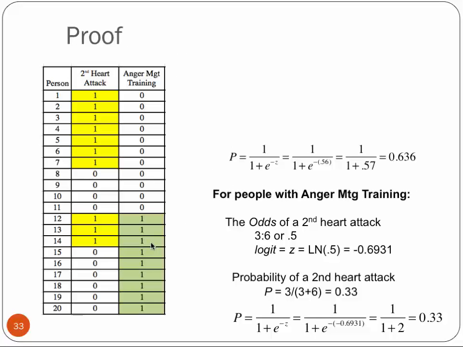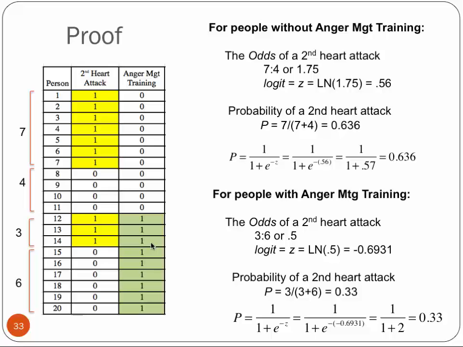So let's go through this entire process and watch the math work. We did this before. We figured out what the odds were here for the people without anger management training. Then we took the natural log to calculate the logit, and that was 0.56. We also know what the probability is, because it's the number of heart attacks over heart attacks and non-heart attacks. So we know what our answer should be.